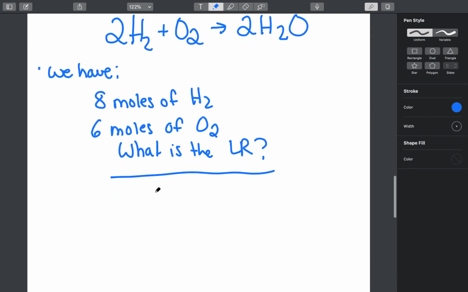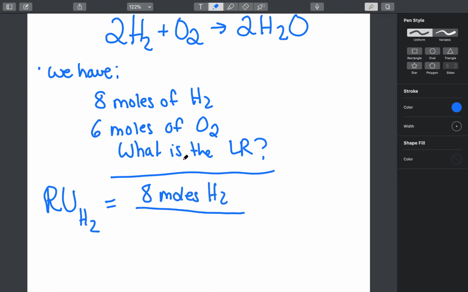All you have to do is find the amount of reaction units for each of these species. So let's do H2 first. The reaction units of H2 are equal to the amount of H2 that you have, so we have 8 moles of H2, over the amount of H2 in the chemical equation. In this case, we have 2 moles of H2. And when we divide these from each other, you get 4 reaction units of H2.